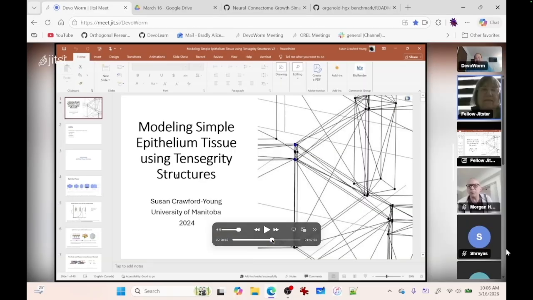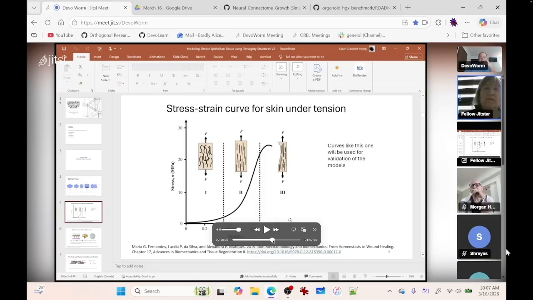And then Susan gave her talk on modeling simple epithelium tissue using tensegrity structure. So she's interested in these super stable structures called tensegrity structures and applying it to groups of biological cells that form tissues or form other types of structures. And so this is kind of going through some of the work that she's doing. A lot of mechanical engineering, a lot of physics.